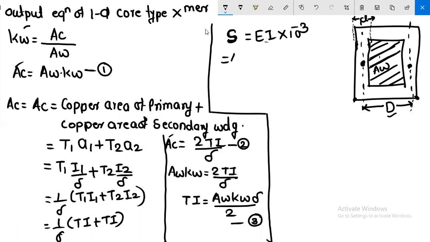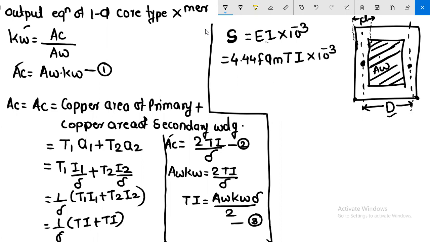Correct. That is of what? See, 4.44 F phi m into N. But here, instead of N, what we are using? T. So what am I putting there? T into I into 10 to the power minus 3.